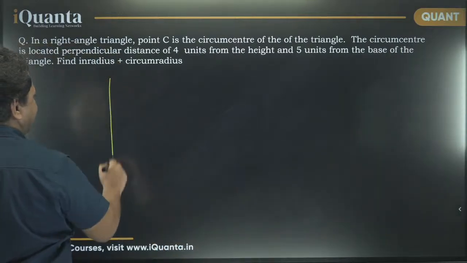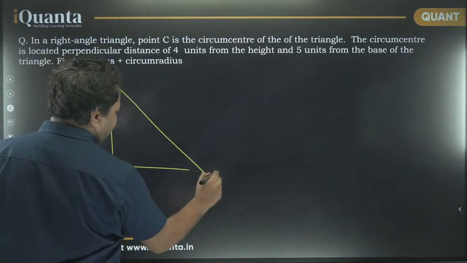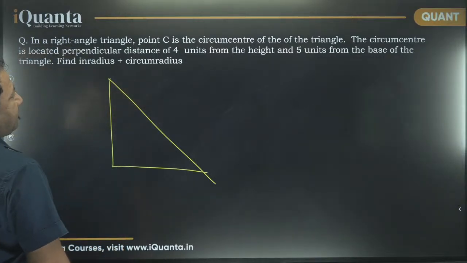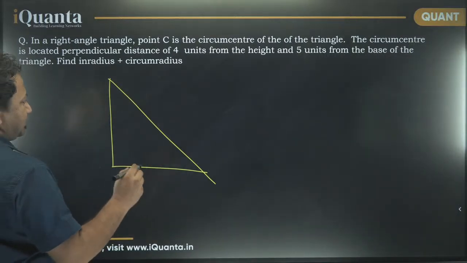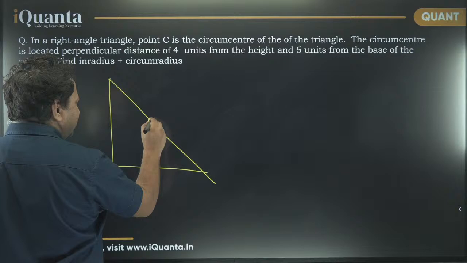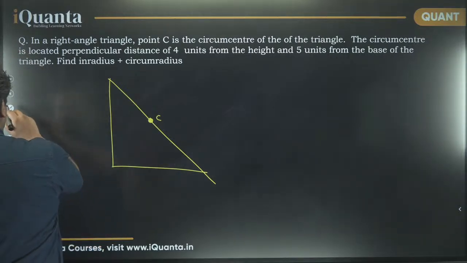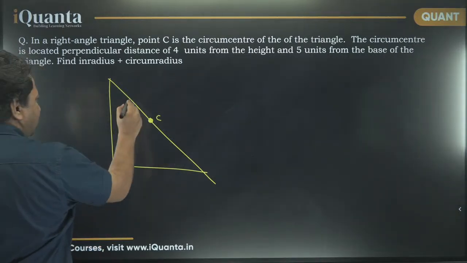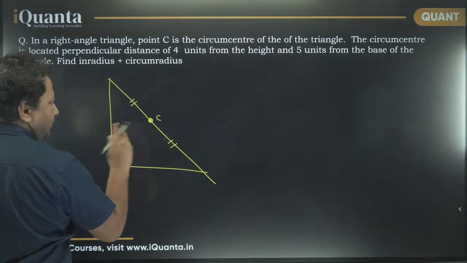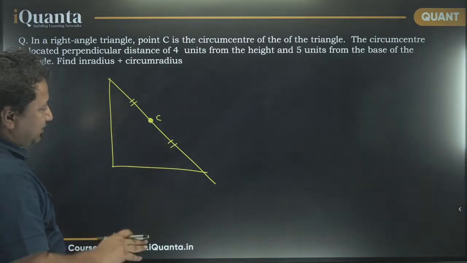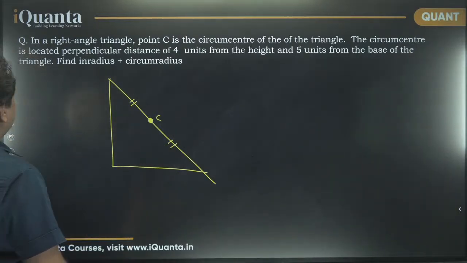We have a right angle triangle. I just love right angle triangles. Point C is the circumcenter of the triangle. So all of us know, today also we discussed, the circumcenter will always be on the hypotenuse and it will divide the hypotenuse in 2 equal halves.